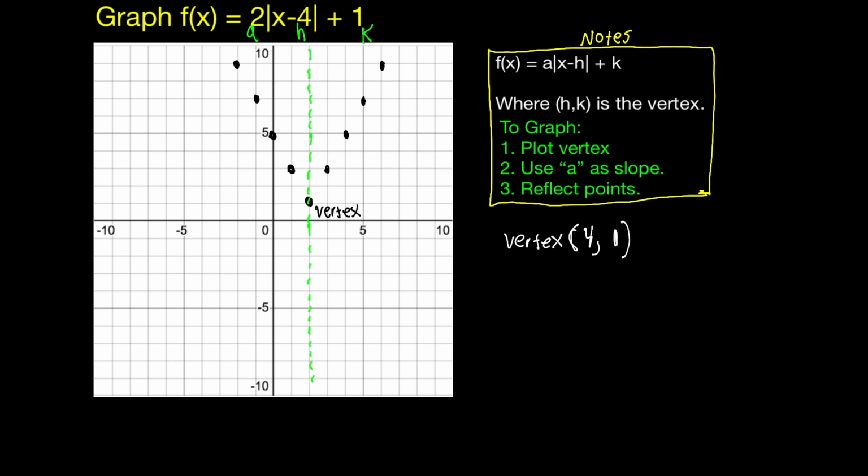Now that I have all of my points, I can connect them, and this would be the graph of the function 2 multiplied with the absolute value of x minus 4 plus 1.